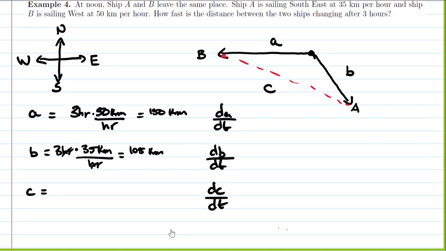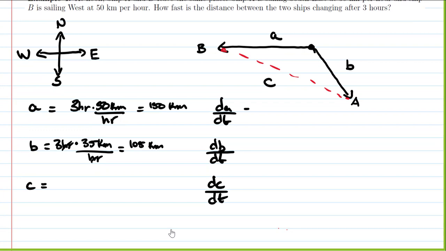We don't know C yet, but we do know these rates. So this is going to be 50 kilometers per hour. Our rate here is 35 kilometers per hour. dC/dt we don't know, and C we don't know. We do want to know how fast the distance between the two ships is changing, so we want this value. And similar to the right triangle examples, we don't know one of the sides of this triangle, so we're going to have to solve for that missing piece.